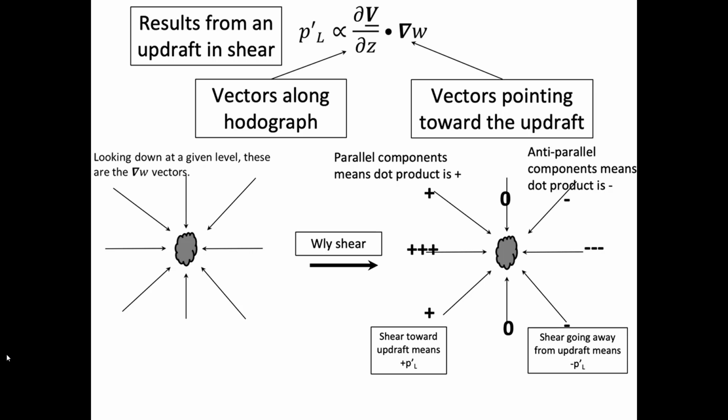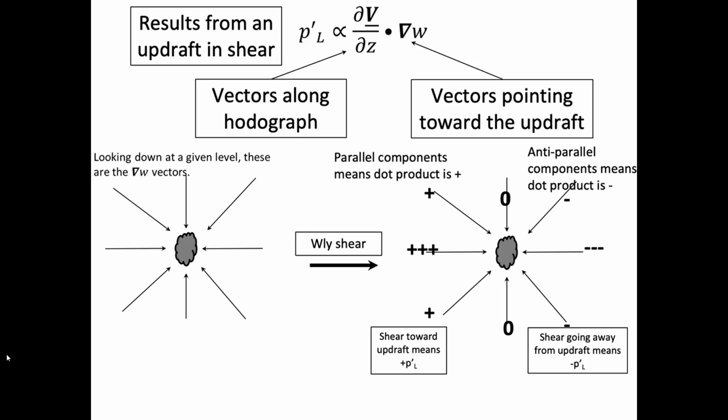Now what happens when we take our westerly shear profile, as we talked about, that's this term over here, and we dot that with our updraft gradient vector? Well, wherever the westerly shear is parallel to our updraft gradient vector, we get a positive value, perpendicular, 0, anti-parallel, negative value.